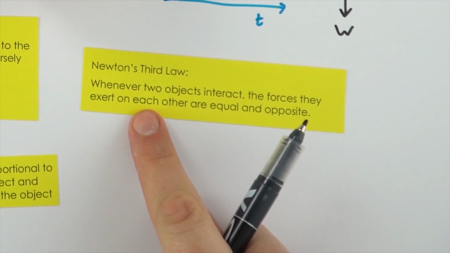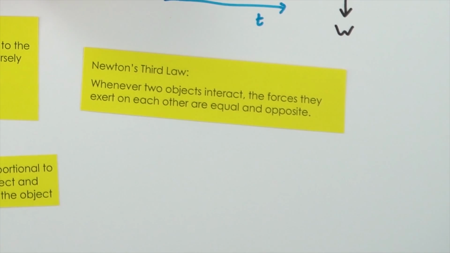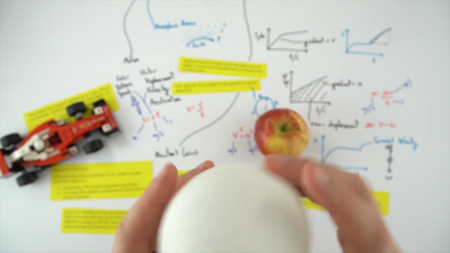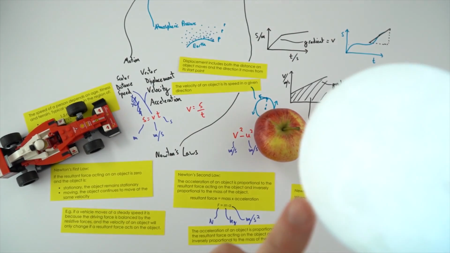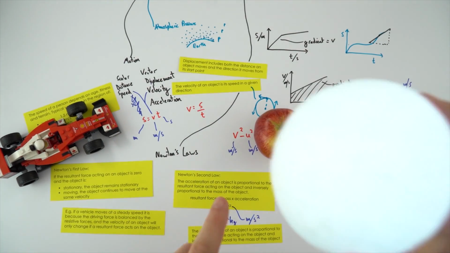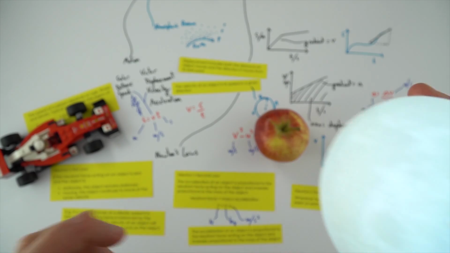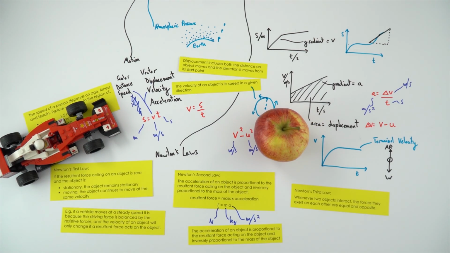And this simply states that whenever 2 objects interact, the forces they exert on each other are equal and opposite. So what that means is if we have the moon, for example, being attracted to the Earth, the force of attraction of the Earth on the moon is the same as the force of attraction of the moon on the Earth. And what we then have is a force pair. So that's Newton's third law.